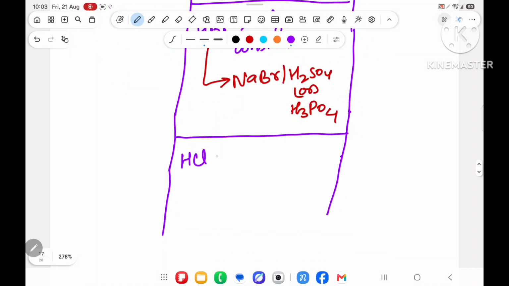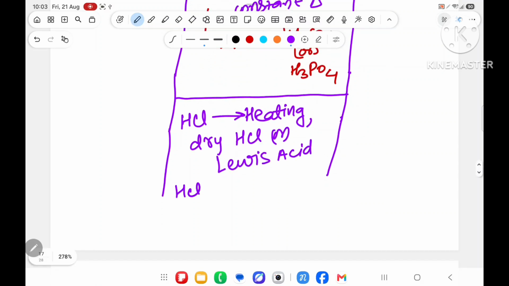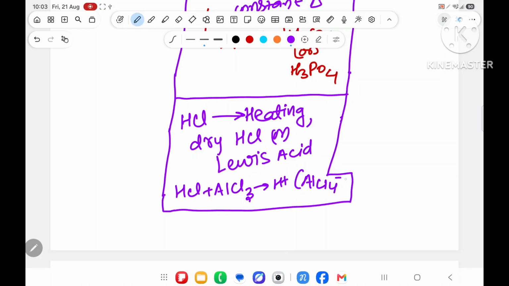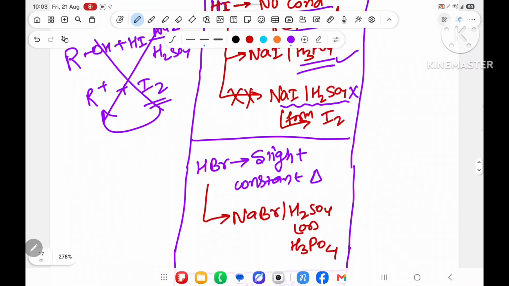Whenever you are using HCl, you have to do heating, as well as use a little bit of dry HCl or some Lewis acid. Why Lewis acid? If HCl is there, with some Lewis acid like AlCl3, it will form H plus and AlCl4 minus. So the conditions are: for HI, don't use H2SO4, and heat is not required.